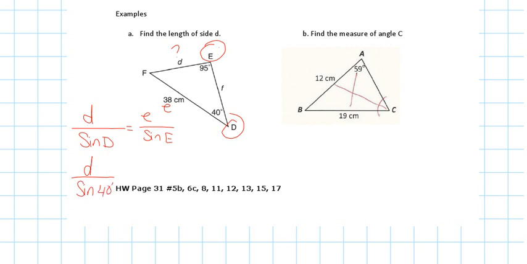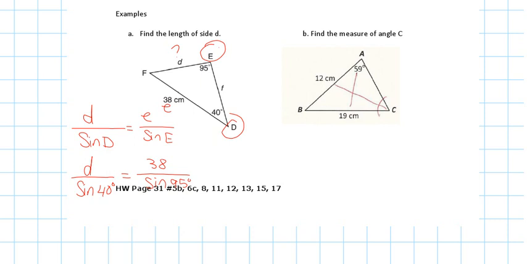Equal to, what's side E? 38 over sine 95. Okay? How do you isolate for side D? Remember, I'm looking for D. Yeah, move sine 40 to the other side.